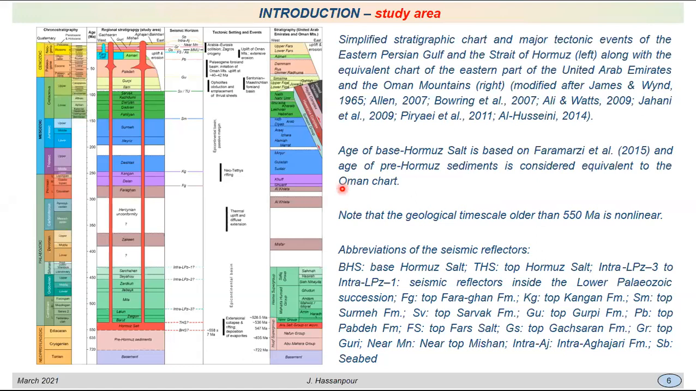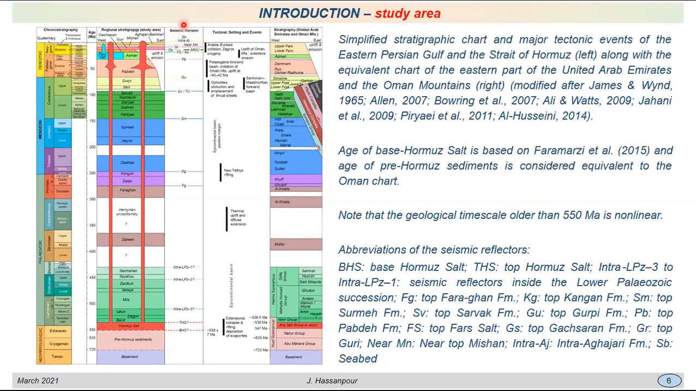This is a general stratigraphic chart and major tectonic events that have affected the eastern part of the Persian Gulf. According to this chart, two salt layers are responsible for diapirism in this part of the basin. The first one, which is regional, is the Hormuz Salt, which is Ediacaran, early Cambrian in age, and the second one, which is local, is the Fars Salt, which is Oligocene, early Miocene in age, and is time equivalent of the Asmari carbonate, which is quite well known in the petroleum system of the basin. It's a famous carbonate reservoir.